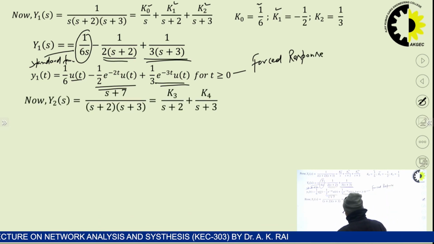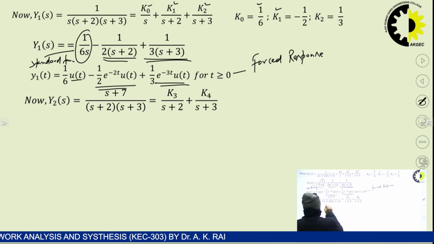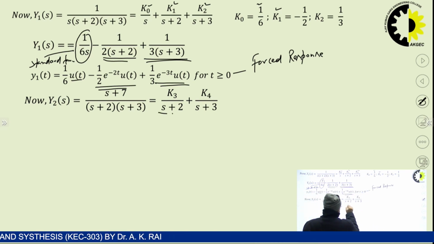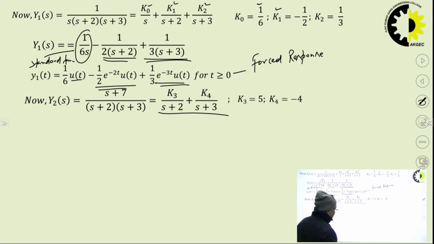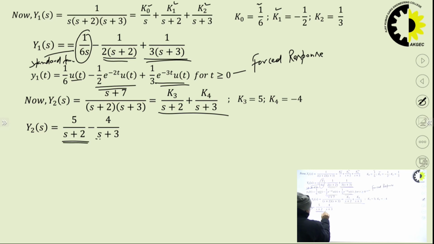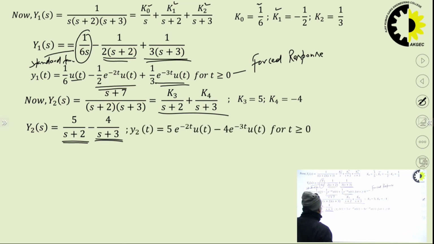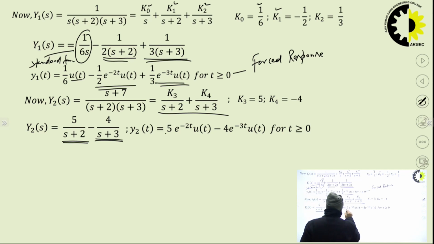Now take Y2(s). Y2(s) is (s+7)/((s+2)(s+3)). Carry out the partial fraction expansion and find the values of k3 and k4. We get k3 equal to 5 and k4 equal to minus 4. So this is Y2(s). Again it is in standard format, so we directly write the inverse Laplace transform. So y2(t) is 5e^(-2t)u(t) - 4e^(-3t)u(t) for t greater than or equal to 0.